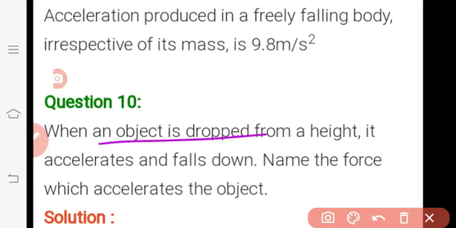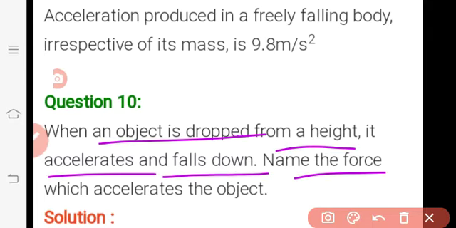When an object is dropped from a height, it accelerates and falls down. Name the force which accelerates the object. So this force is called the gravitational force.